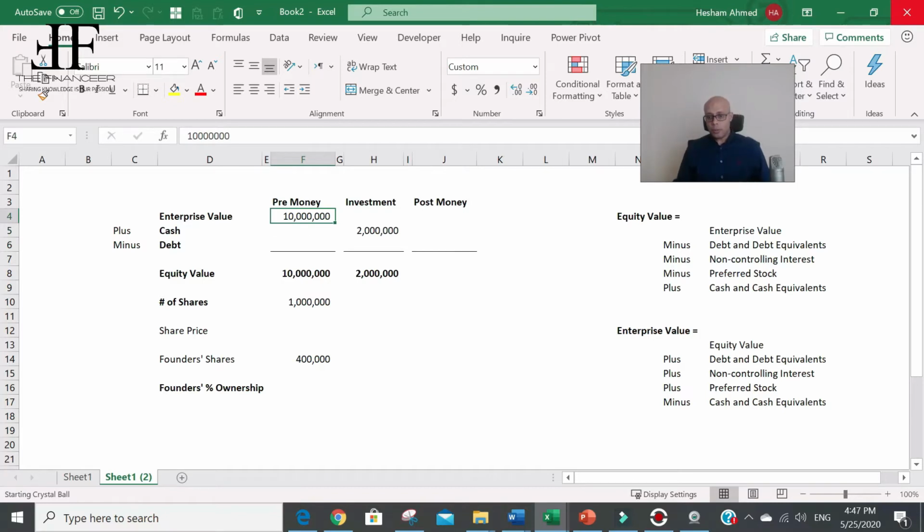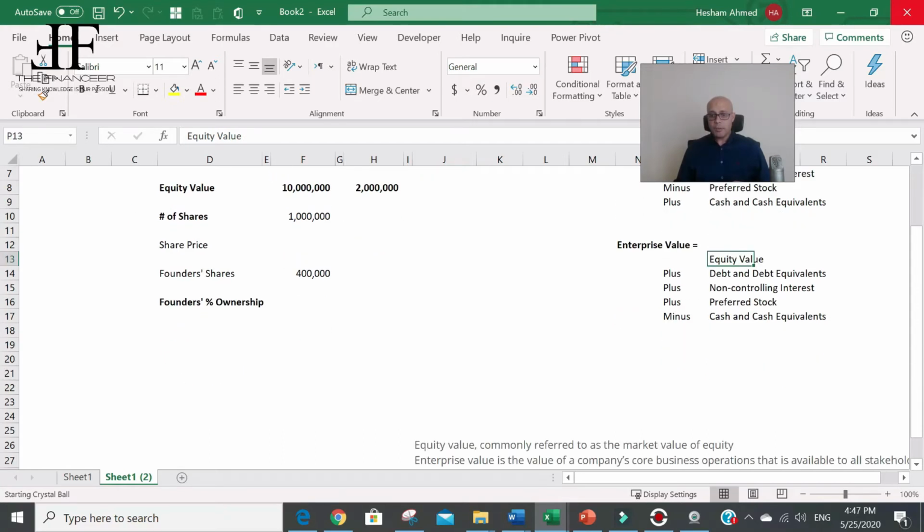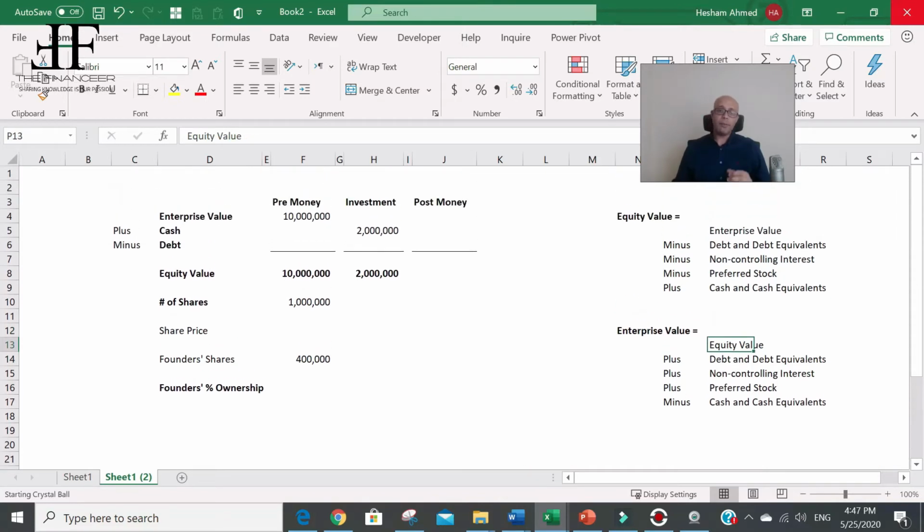When we explained the difference between the enterprise value and the equity value, we said that if you don't have any debt, non-controlling interest, preferred shares or cash, the enterprise value will be exactly the same as the equity value. So here, the value of the equity will be exactly the same as the value of the enterprise value. Now assume that you have 1 million shares outstanding. So how much equity? 10 million. And how many shares outstanding?